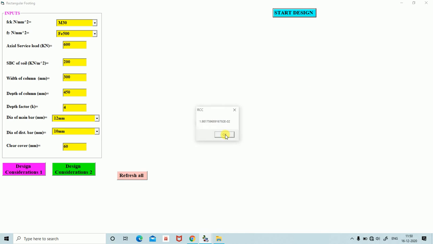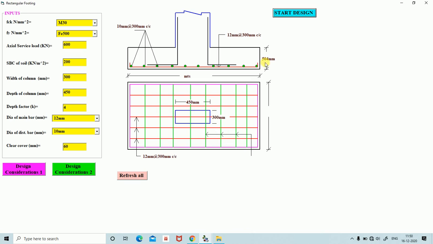So the footing is safe with respect to one-way shear. We have to provide 504 mm. We have to provide the main reinforcement 12 mm at the rate of 300 mm center to center, and the distribution reinforcement as 10 mm at the rate of 300 mm center to center. Our design is safe with respect to one-way shear. This is all about design of rectangular footing in Visual Basic 6.0.